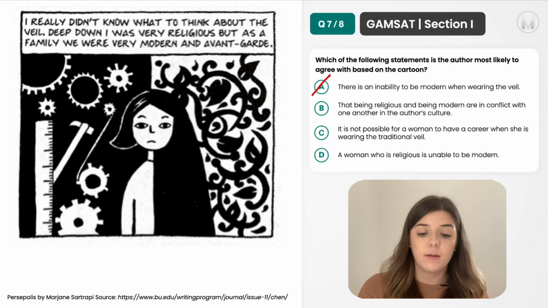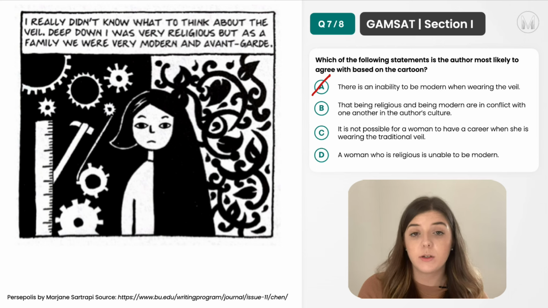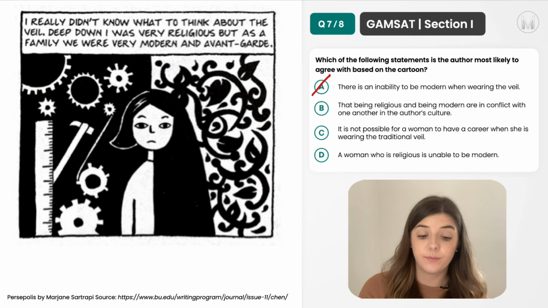Option B, that being religious and being modern are in conflict with one another in the author's culture. So that's exactly what she's saying. Inability is too strong a word. She's just saying that they are in conflict. At the moment, she knows that she's very religious, but she doesn't wish to actually wear her religious symbol. And this is in conflict with the author's culture. So option B is looking likely.